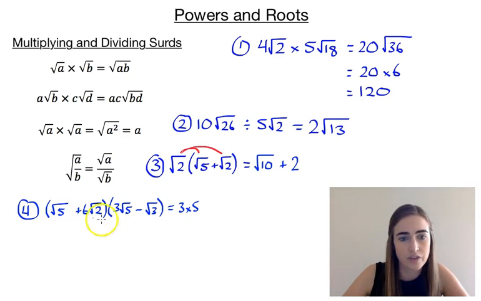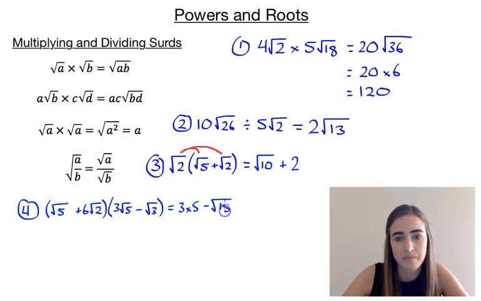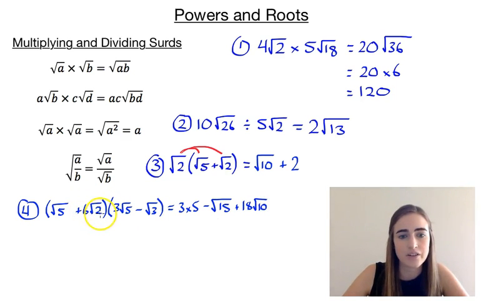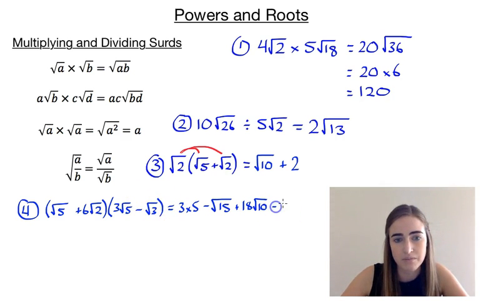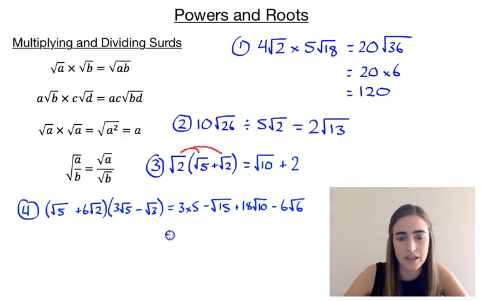Then we're going to do the square root of 5 times the square root of 3 would give us minus, so that negative there, the square root of 15. Then we're going to have 6 root 2 times 3 root 5. So 3 6s are 18. So we're going to have 18 square root, and 2 times 5 is 10. And then our last one is the 6 root 2 times that minus root 3 would give us minus 6 root 6. So we can simplify this one out the front to give us a 15.